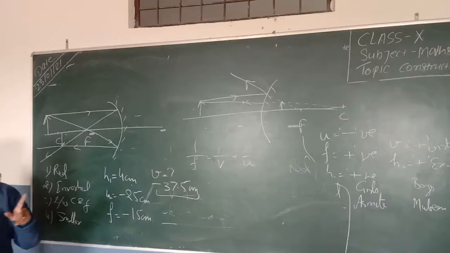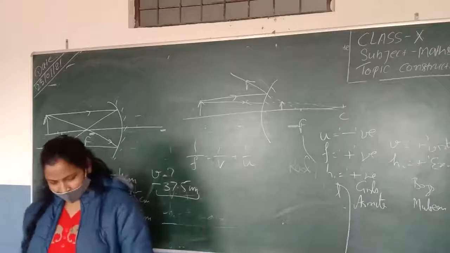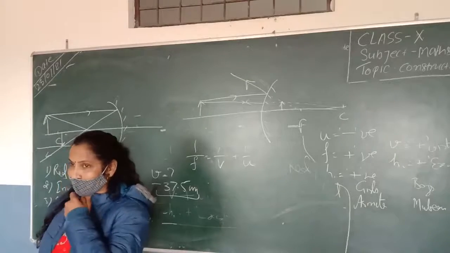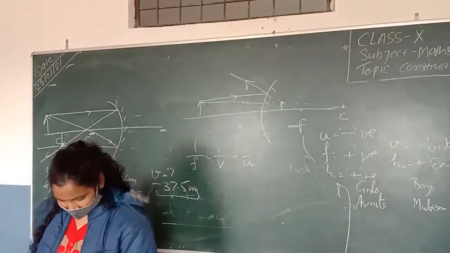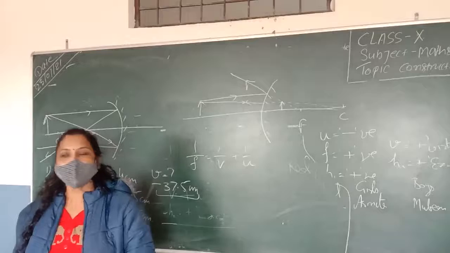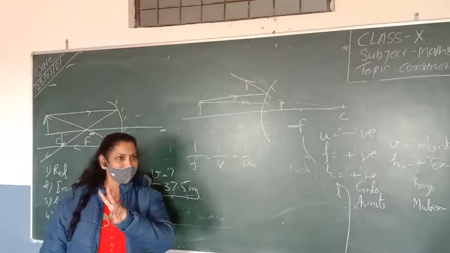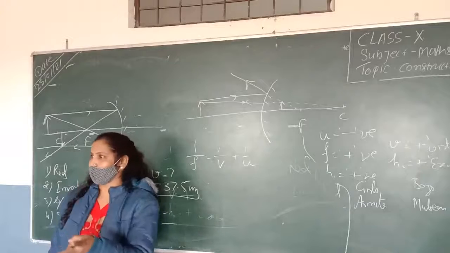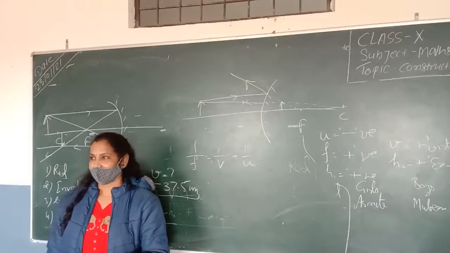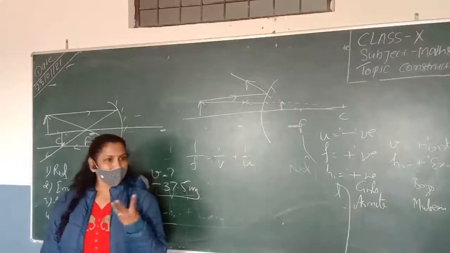Okay. And the next part is what is the height of the image. Now you have to find the size of the image formed. This is really so easy. Only 2 hands are there to answer this question. What is the size of the image formed? Only 2, 3.